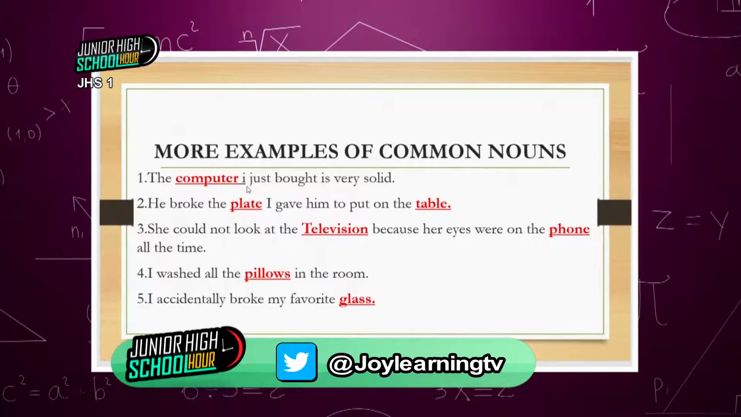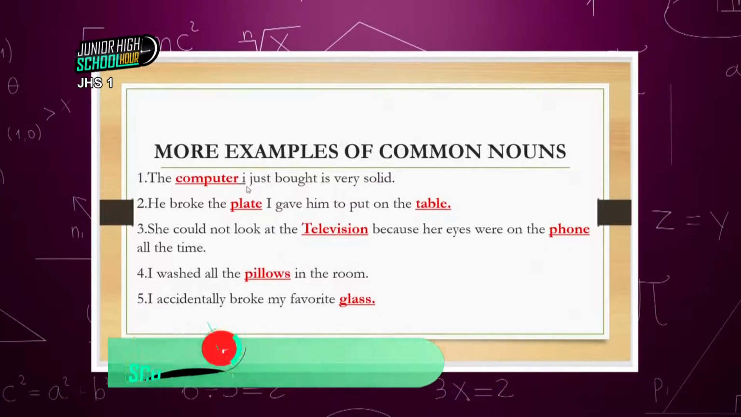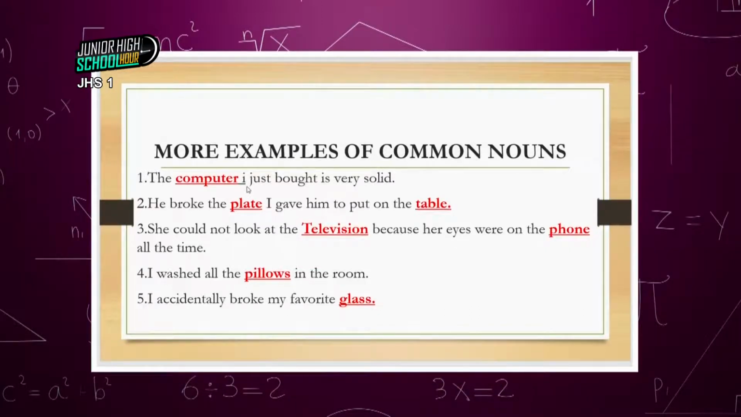Number 2, he broke the plates I gave him to put on the table. We have table, we have plate, and you can see that they are both underlined. Number 3, she could not look at the television because her eyes were on the phone all the time. So we have television underlined, we have phone underlined. They are all examples of common nouns in sentences. So realize that you can get more than one common noun in a sentence.